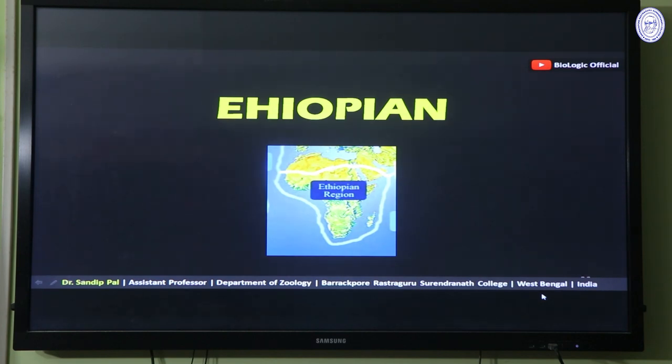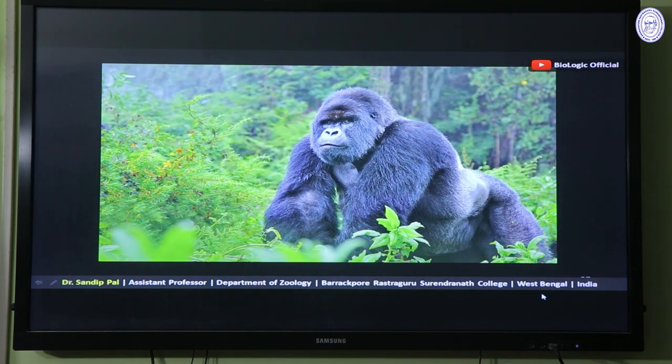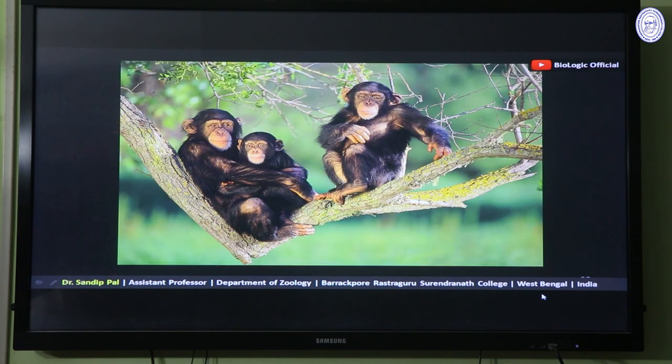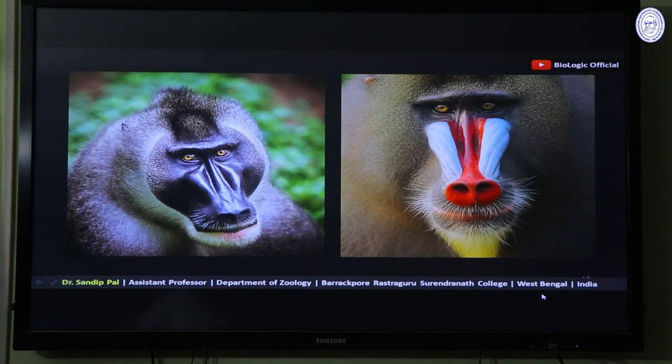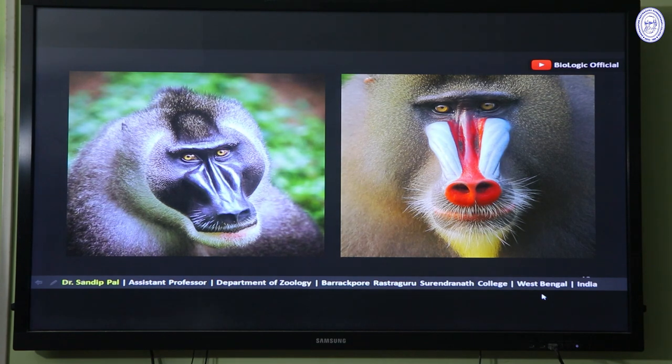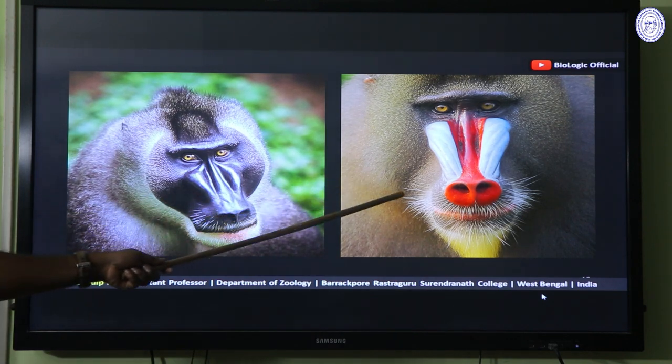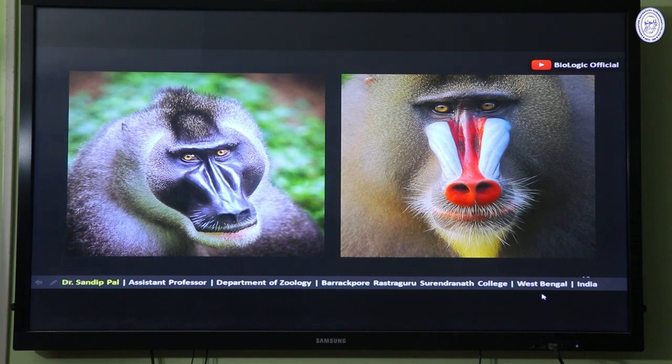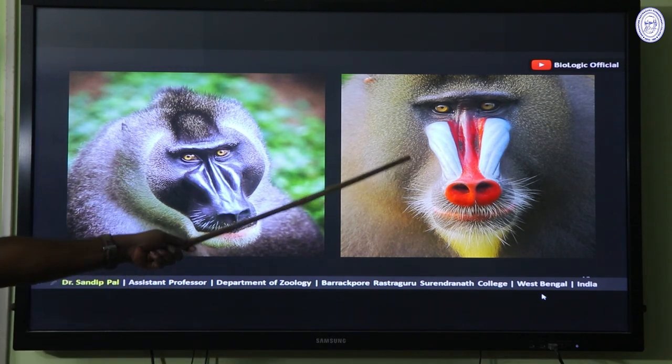Now, the mammals. So, Africa, as you all know, is the land of great apes. So, it starts with the gorilla, chimpanzee, bonobo. Bonobo is the closest relative of human. These are baboon-like animals. This one is called drill and this one is mandrill. Both are males. As you can see, the colors at their nasal region.